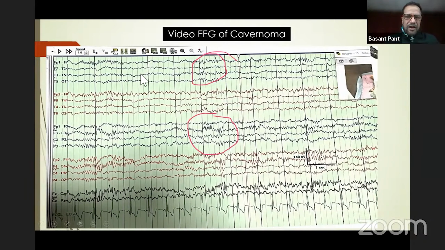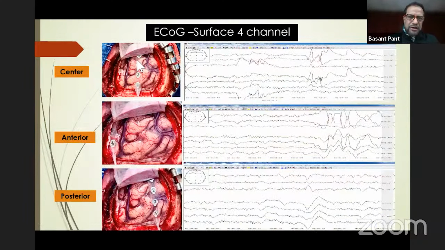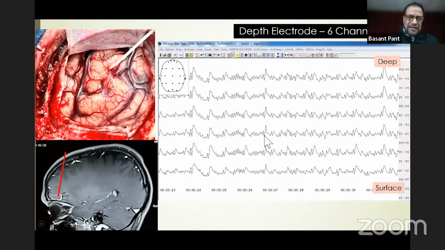And then we again did ECOG over the suspected area, this cavernoma area. Anteriorly there was the most firing, above there was not much firing, and posteriorly there was nothing. So then we put a depth electrode through the navigation, targeting anterior to the cavernoma. There were 6 leads on this depth electrode, and we can see that the most potent activity was in the very deep area. And then once it came out, the electrical activity became smaller and smaller. So we know that this is the source of the epilepsy, and the track is coming out towards the surface and then spreading out from the cortex.